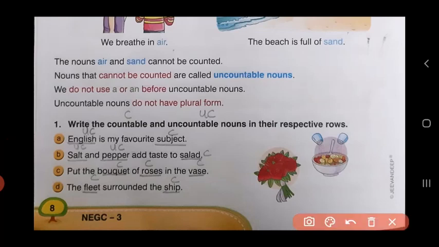D. The fleet surrounded the ship. In this sentence, the nouns are fleet and ship. And fleet means a collective noun for many ships together. So fleet is countable and ship too is a countable noun.